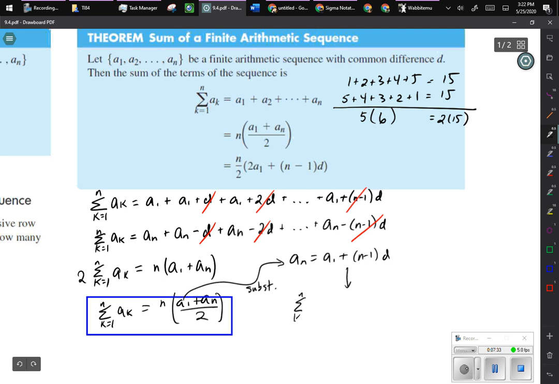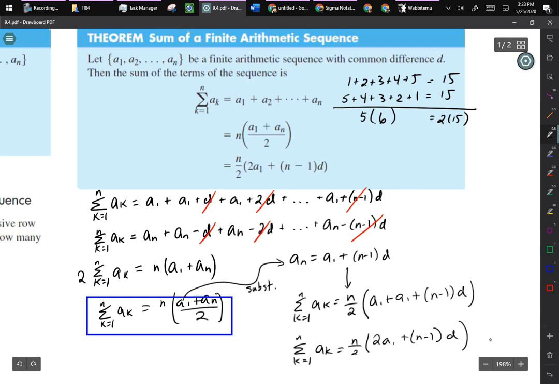So they're going to plug that in. So again, the summation of a sub k. So they're going to say it's n over 2, which is convenient. And then now it's a sub 1 plus, and instead of saying a sub n, that piece over there, they're going to substitute that with this. And that's a sub 1 plus n minus 1 times d. And if you simplify that, you'll get 2 a sub 1's plus n minus 1 d. And so that is your other formula.